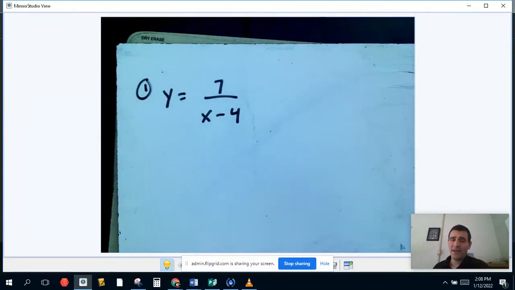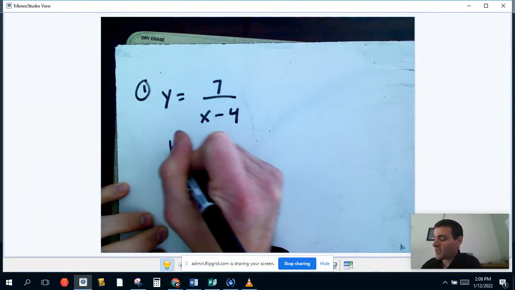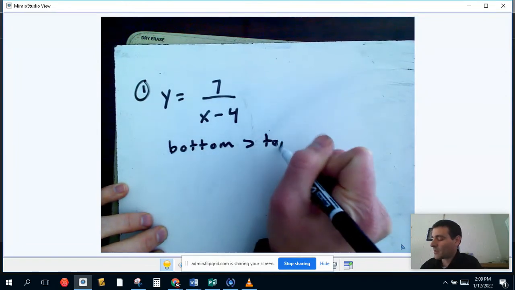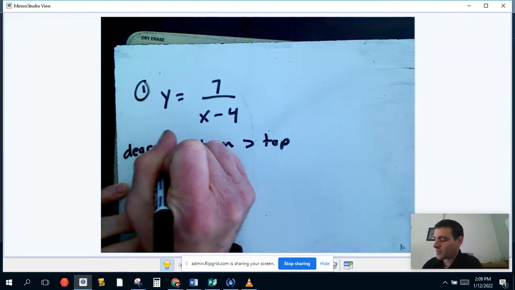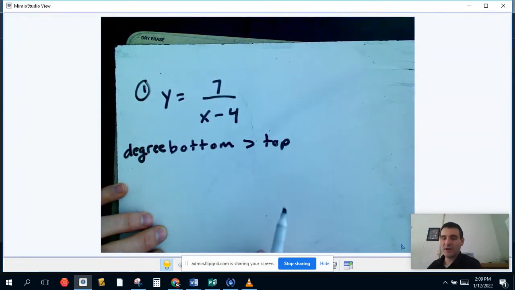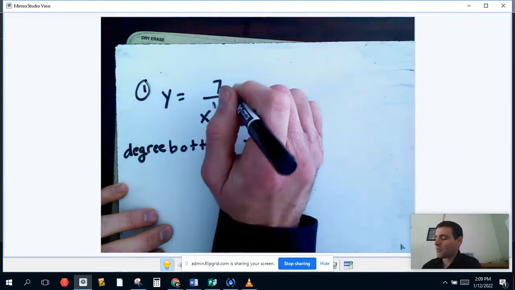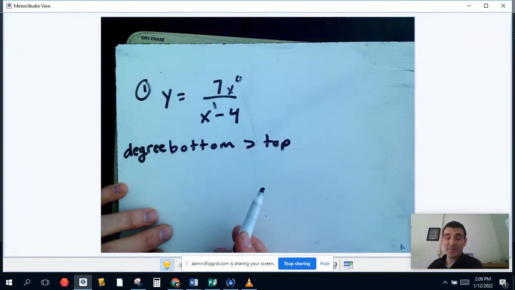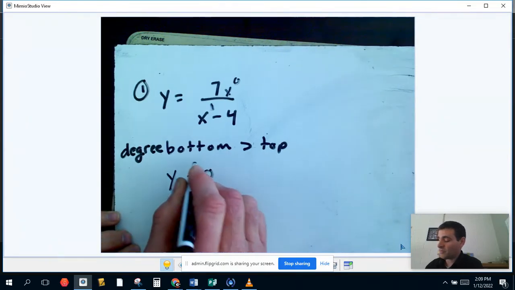And if the degree of the bottom is bigger than the degree of the top. Okay, so the degree of the bottom is bigger than the degree of the top. So the degree is the highest variable exponent. On the bottom is 1, and on the top is 0. So the degree of the bottom is bigger than the top. The horizontal asymptote would be y equals 0.